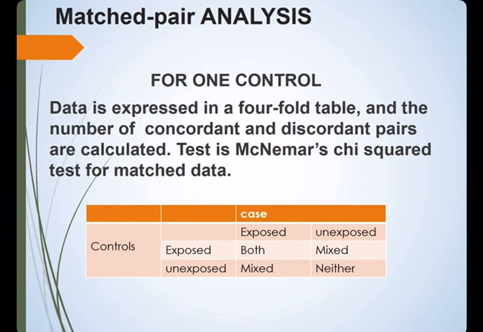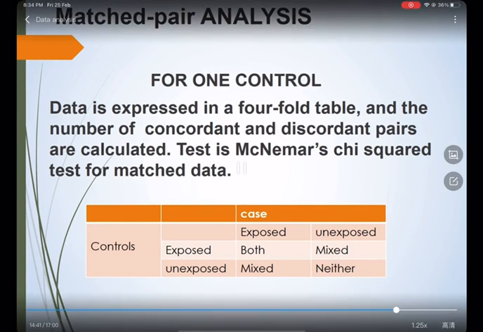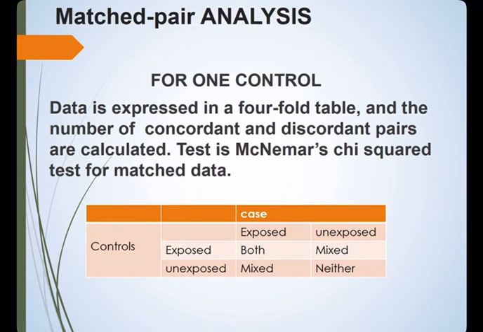In the previous slides, we mainly talked about unmatched case control studies. Now we can take a look at matched case control studies. In a matched case control study, this kind of analysis of the data is called matched pair analysis. Let's take one control as an example. The data can be expressed in a fourfold table, and the numbers of concordant and discordant pairs are calculated.